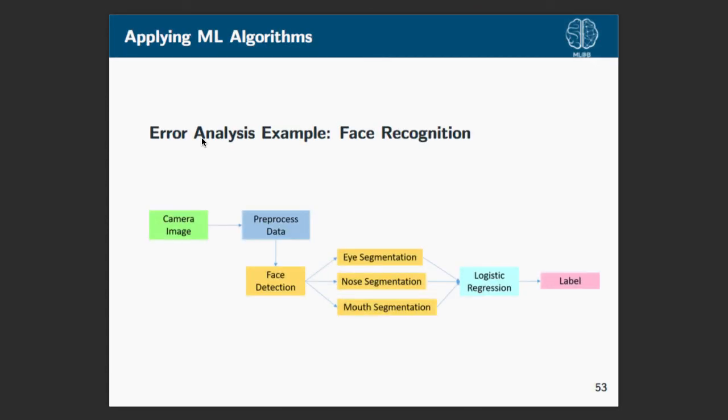So let's do a case study. We have this face recognition example. Our pipeline is: we get this image, we pre-process the data, and then we do some face detection. That face detection breaks up into eye segmentation, nose segmentation, and mouth segmentation. And then finally, we combine it all into a logistic regression, and that produces a label. So this is a model pipeline.